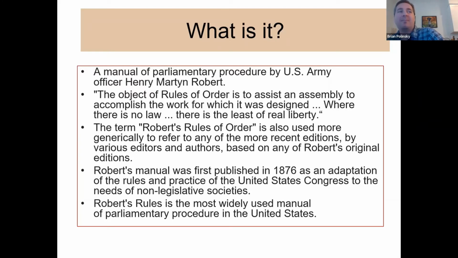The very first manual of Robert's was published in 1876, and he based it on the rules and practice of the United States Congress. But he said it could be adapted for the needs of any non-legislative societies. And today, Robert's Rules is the most widely used manual of parliamentary procedure in the United States.